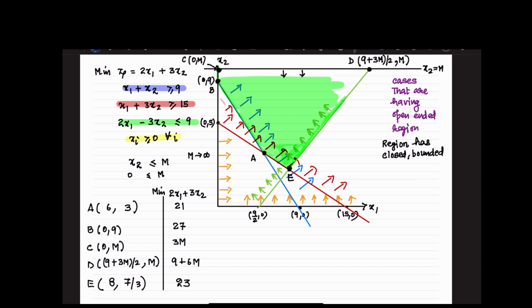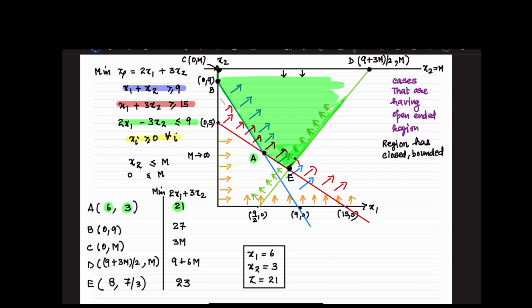Now you have to choose the minimum. Out of these values, 21, 27, 3m, 9 plus 6m, 23, what is the minimum? The minimum value is in fact 21, occurring at what point? 6, 3. So what is the optima? This corner A is the point of optima. So x1 is equal to 6, x2 is equal to 3, z is equal to 21.